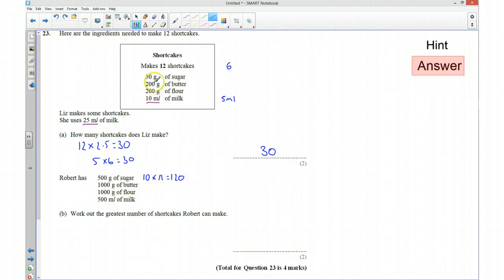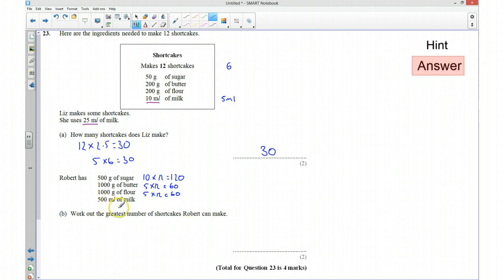Based on the butter, he can make 5 lots of this, so that's going to be 5 times 12, which is 60. And then based on the flour, that's going to be 5 times 12 again, because you can make this recipe 5 times with 1,000 grams of flour. 5 times 12, which is 60 again.